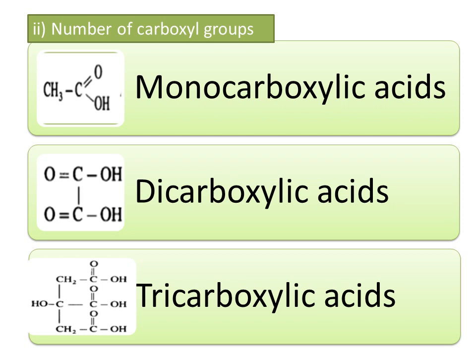Now let us see the second classification, based on the number of carboxyl groups. If the number of carboxyl groups present in a compound is 1, then the compound is said to be monocarboxylic acid. If the number of carboxyl groups is 2, it is dicarboxylic acid. If the number is 3, it is tricarboxylic acid, and so on.